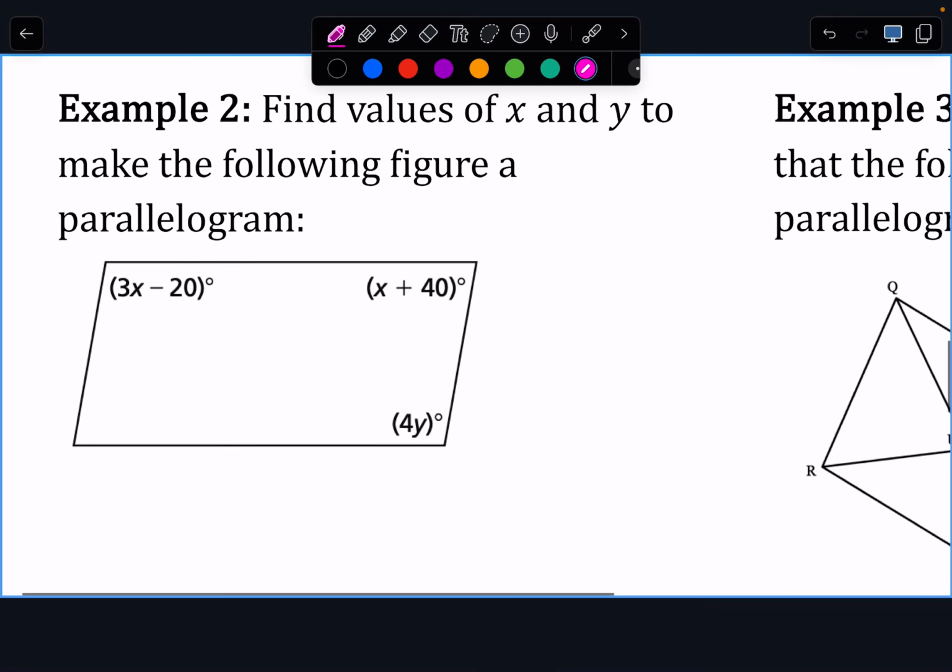Okay, so I'm going to give you 60 seconds to work with your elbow partner to force example 2 to be a parallelogram. Ready, set, go.